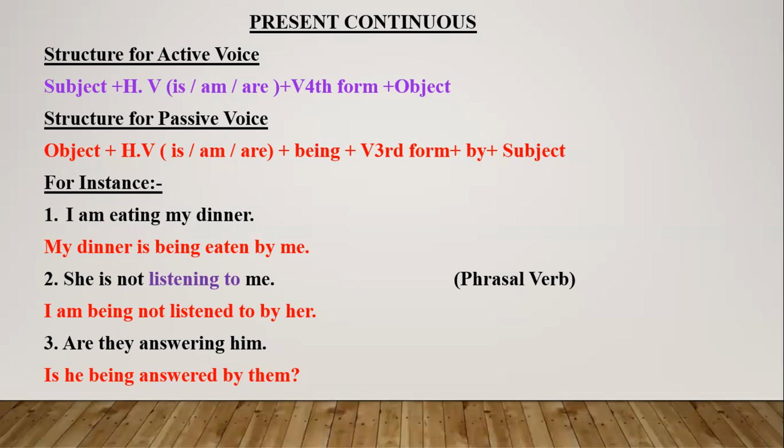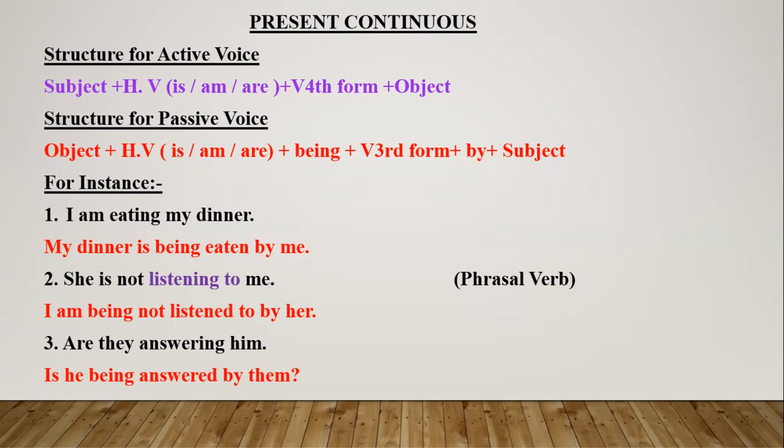Number two, she is not listening to me. You can see that I have already highlighted listening to with purple color, and I have already written that it's called a phrasal verb. Sometimes in active voice we have been given a phrasal verb, so I'm going to let you know how we can convert it into passive voice if we have been given a phrasal verb in an active voice. Let's see. So first of all, the same thing we have to repeat. We have to find out an object. So object is me. So you have to replace it with I. So I am being not listen.